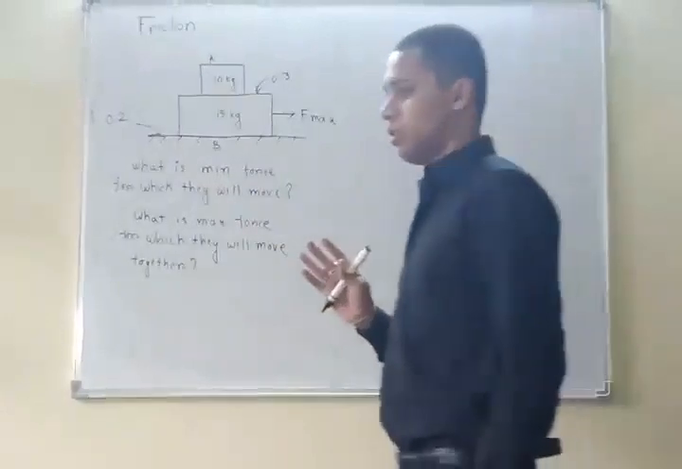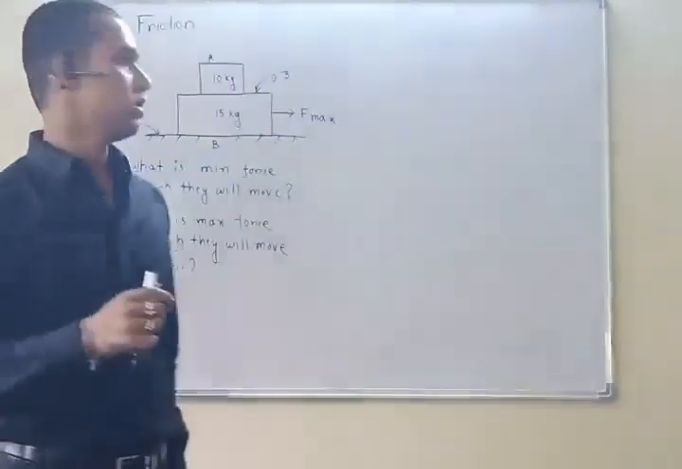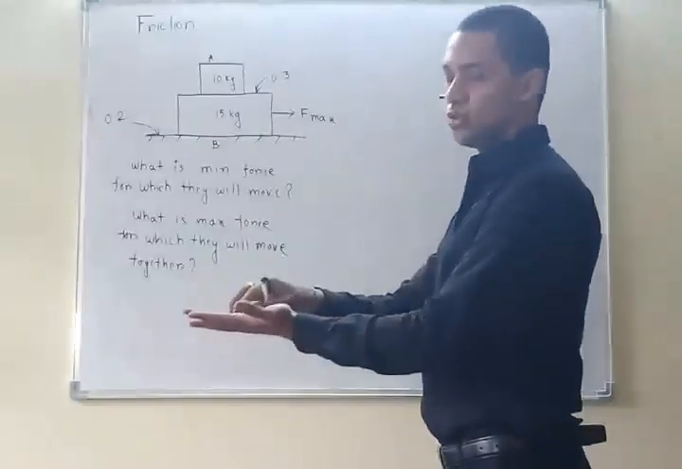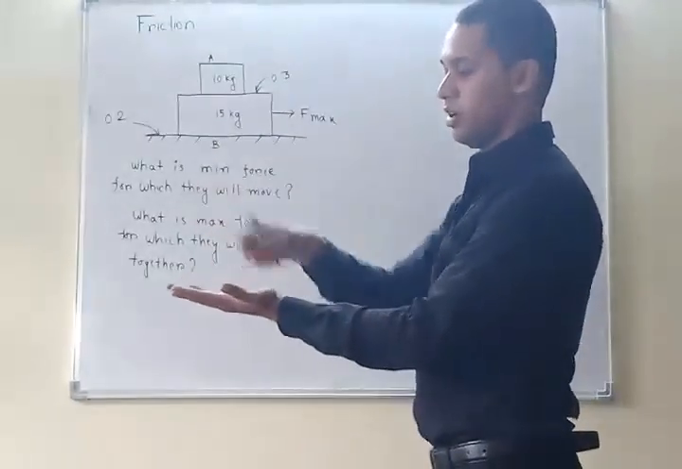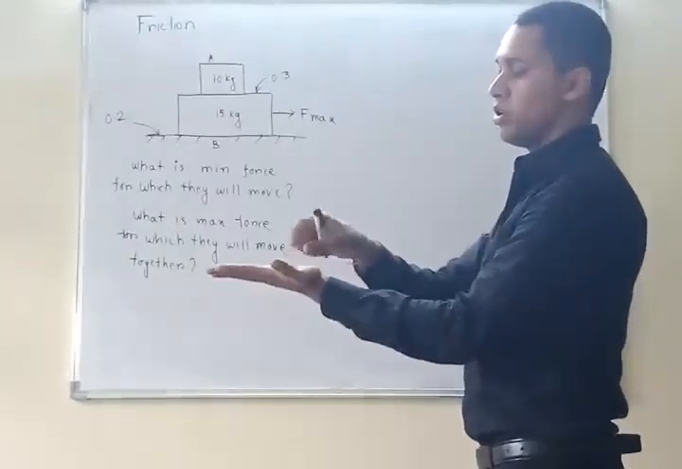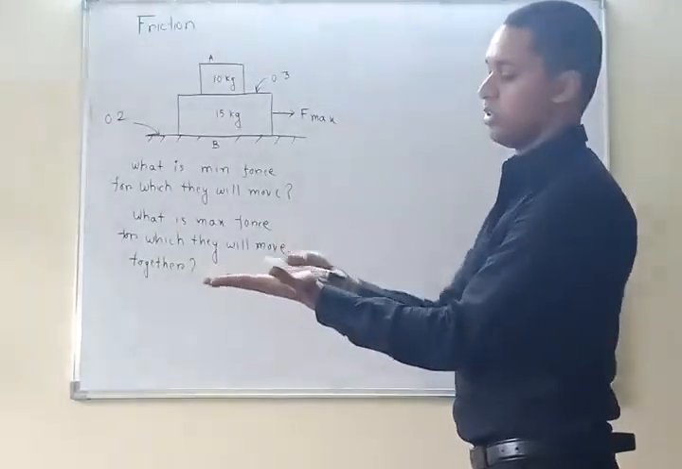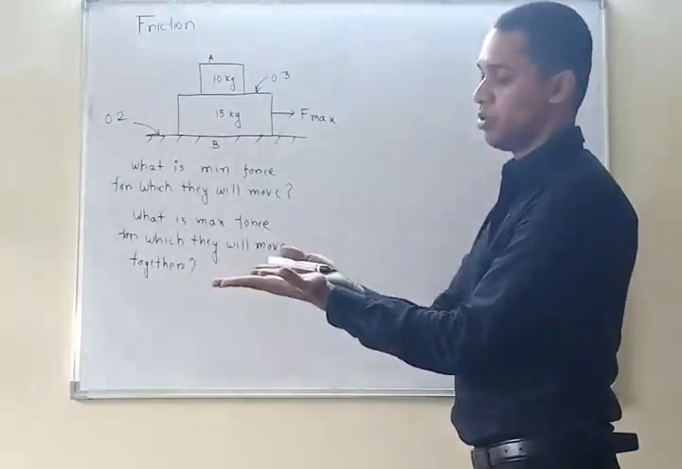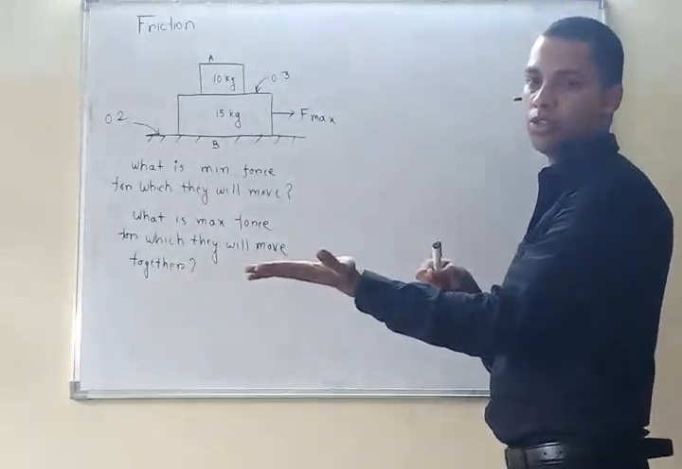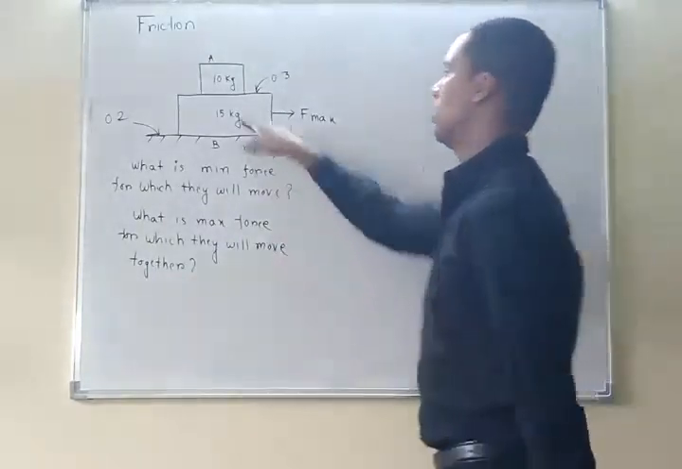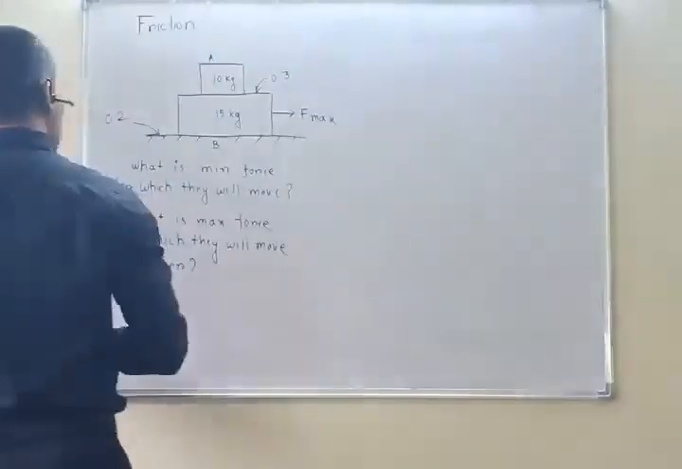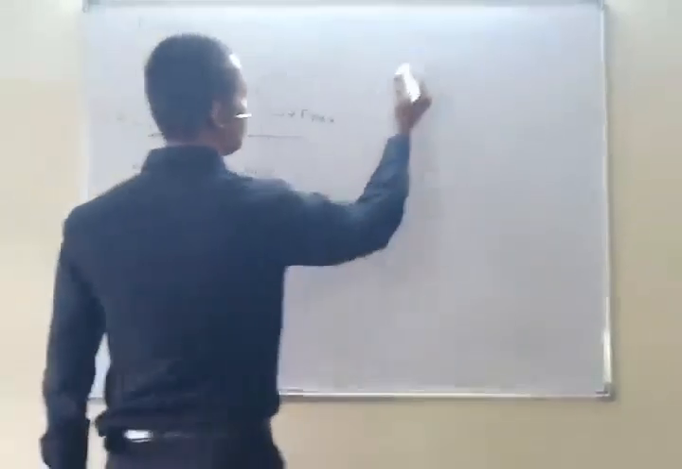So always make this concept clear: suppose you are taking two blocks, one over another, and you are pulling this block. The movement of the two blocks depends on the frictional resistance between the contact surface and the block which is at the bottom. It doesn't depend on this frictional force. So see clearly, don't make your concept wrong.